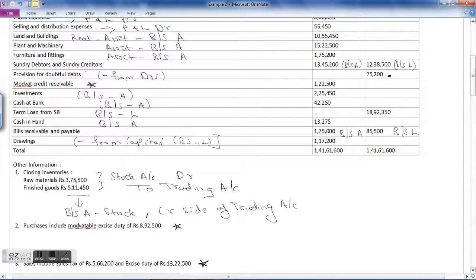Since only the asset account is given, there is no provision for depreciation account here, so we have to assume that all the assets are at the WDV, that is written down value, that is cost minus depreciation. All these three assets are at cost minus accumulated depreciation. Now we have to charge the current year depreciation. The current year depreciation entry is not passed, so the depreciation to be charged is 5% on land and building, that is 5% on 10,55,450, then 20% on plant and machinery, that is 20% of 15,22,500, and 15% on furniture and fittings, that is 15% of 1,75,200.